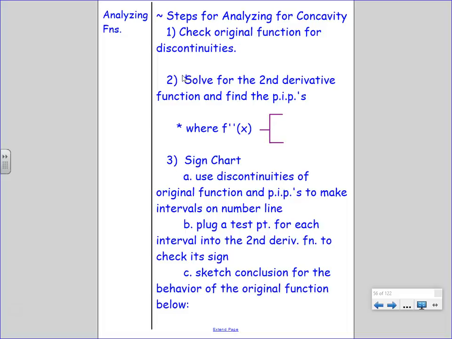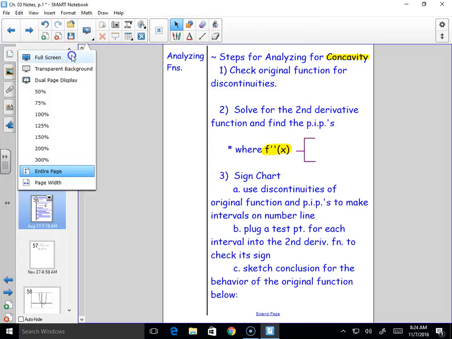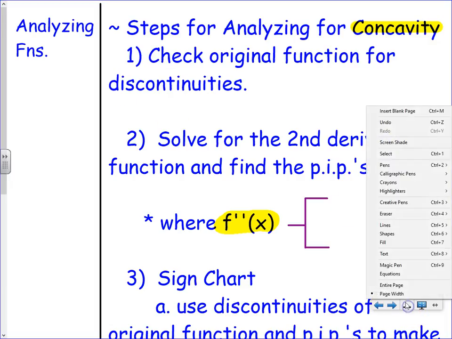So analyzing for concavity is not really that much different than analyzing for increasing, decreasing, except instead of looking at the first derivative of a quantity, we're looking at, ready? Let me clarify with a highlighter to make things obvious. Concavity, we're looking at the second derivative. That's the only difference, guys. It's the only difference between section 3.3 and section 3.4.